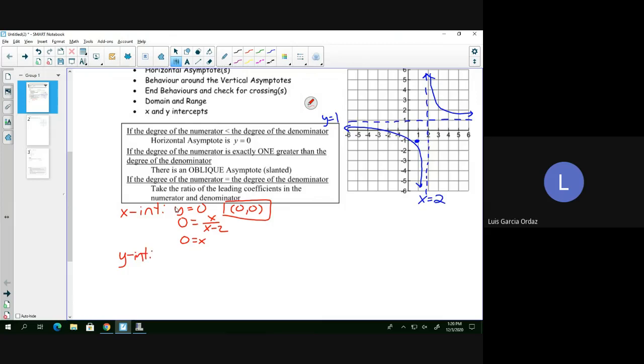Do we have any y-intercepts? Yep. And the y-intercept is going to be the same thing as the x-intercept. So it's going to be at (0, 0) as well. So we're done with this part over here.